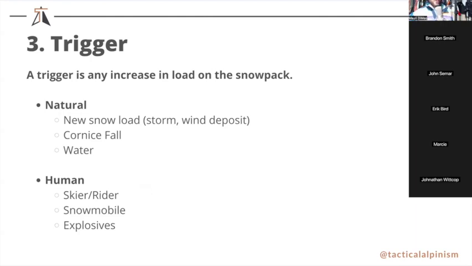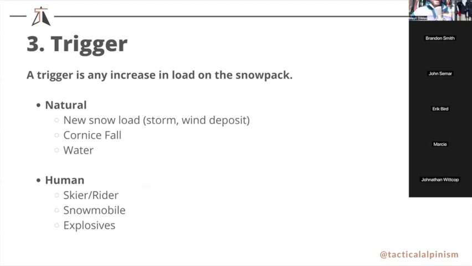You have your natural, you have a cornice fall, where that adds a lot more load to the snow than just new snow. A cornice is a big wind-loaded feature, and 1 cubic meter of ice is 1,000 kilograms, or just over 2,000 pounds. So 1 cubic meter of densely packed corniced snow that falls adds a massive load to the snowpack.